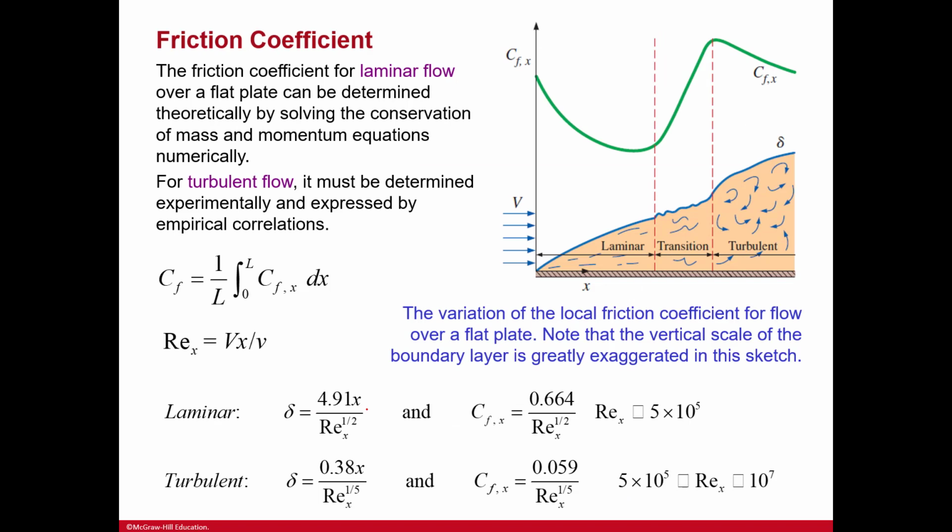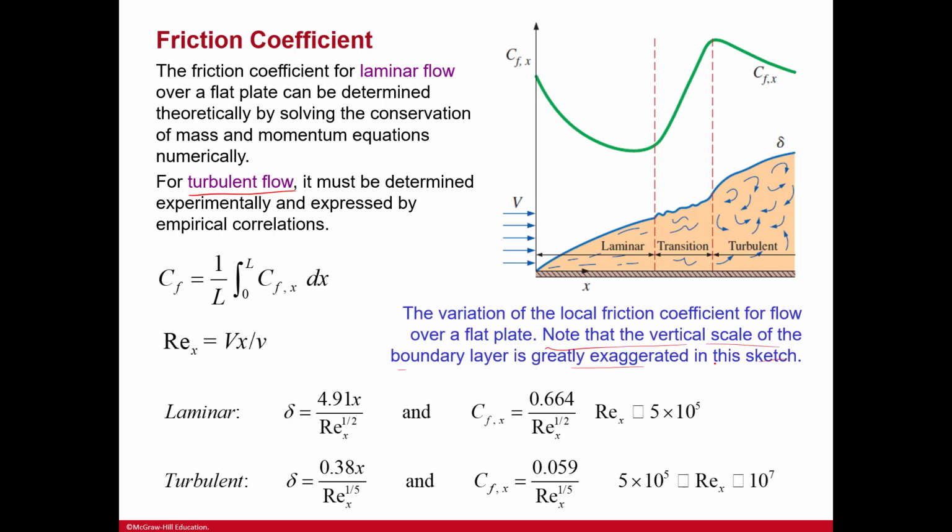You have a friction coefficient. The friction coefficient for laminar flow over a plate can be determined theoretically by solving the conservation of mass and momentum equations numerically. For turbulent flow, it must be determined experimentally and expressed by empirical correlations, those relationships that we talked about earlier. This is the variation of the local friction coefficient for flow over a plate. Note that the vertical scale of the boundary layer is greatly exaggerated in this sketch, so don't take that into account when you're looking at it.